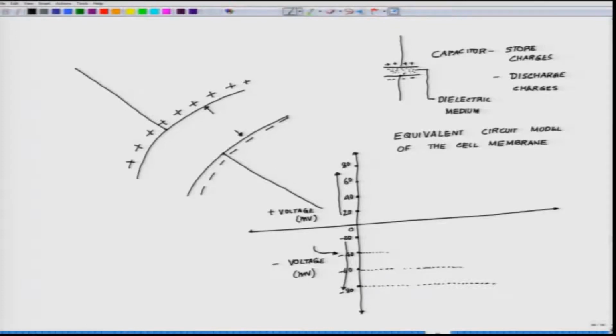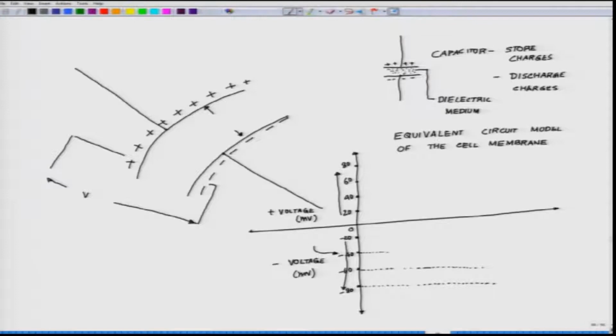So, if you place a voltmeter across this membrane, this is what you are going to measure. They are sitting at minus 80 millivolt or minus 60 millivolt.